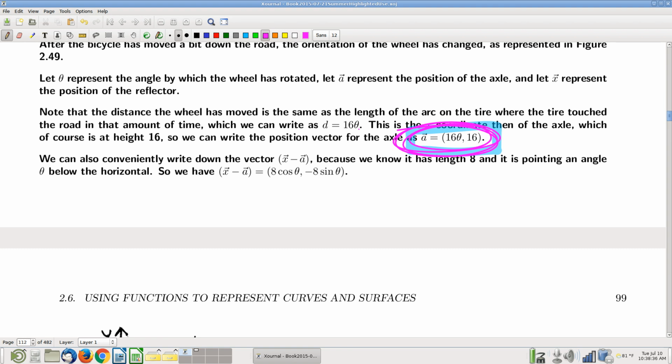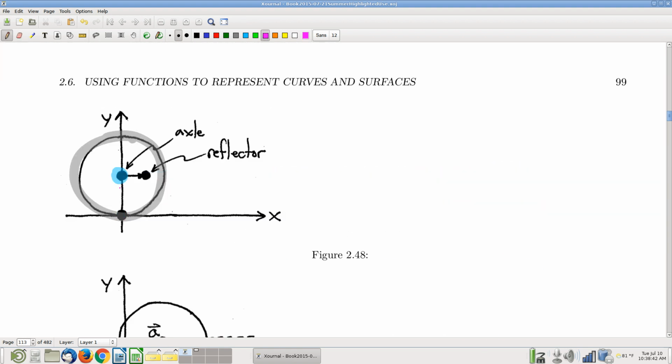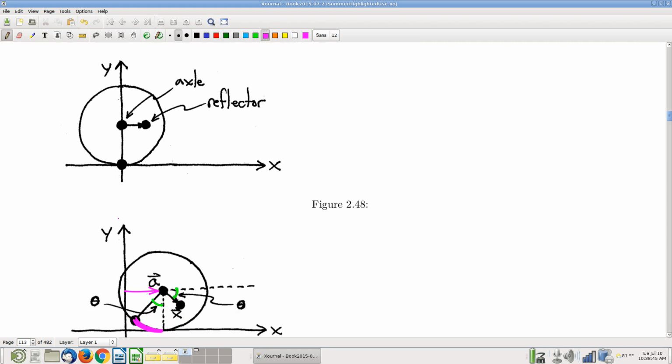Okay, now that's where the axle is. That was not the question. The question was, where's the reflector? Well, gosh, it's close to where the axle is, but there's a difference. The difference is that difference vector there. So you might say the reflector's location minus the axle's location. And that red difference vector is doing something pretty straightforward. That red difference vector starts off like that, and then just kind of goes around in a circle.